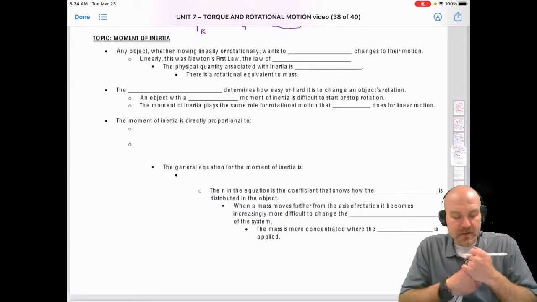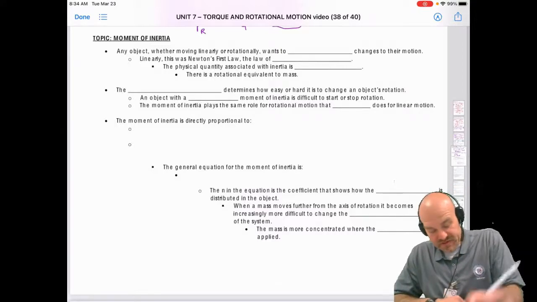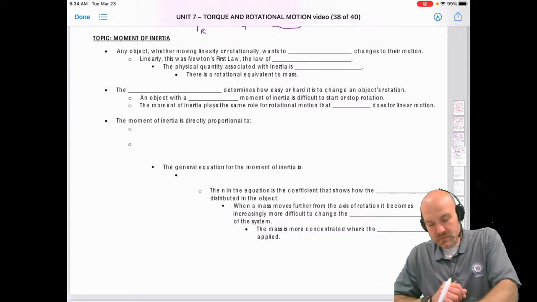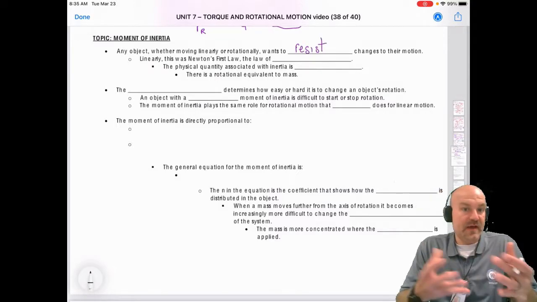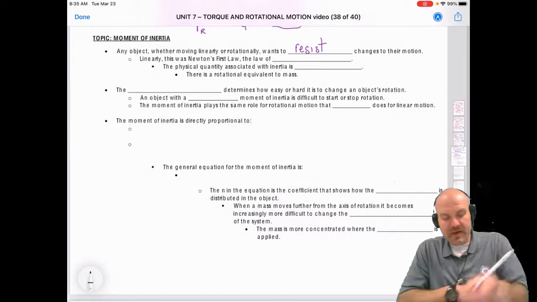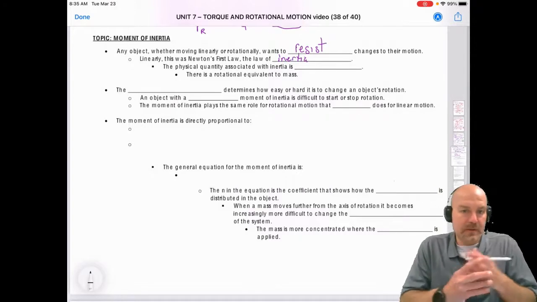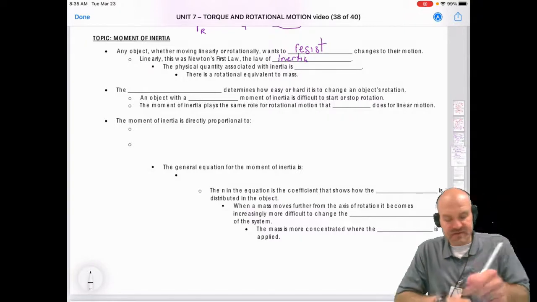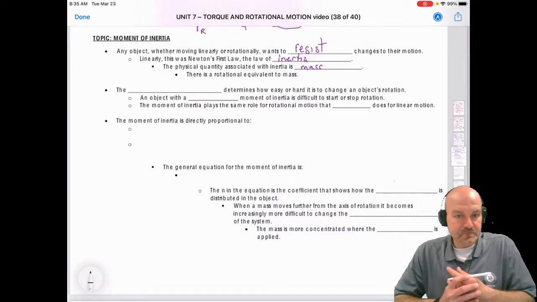All right, so any object, whether moving linearly or rotationally, wants to resist changes to its motion. That's inertia. Remember, we called that Newton's first law, the law of inertia, because it wanted to resist. Heavy objects resisted more, lighter objects resisted less. And the physical quantity associated with inertia is mass.